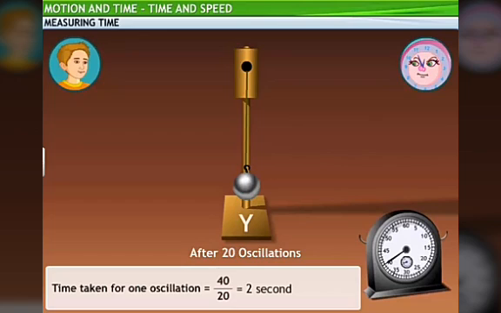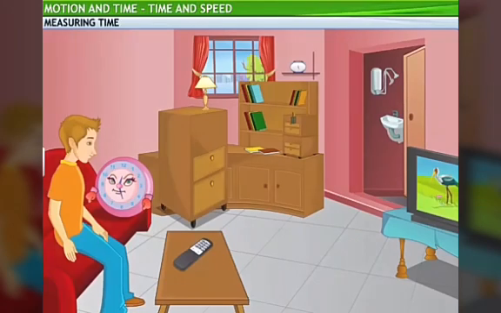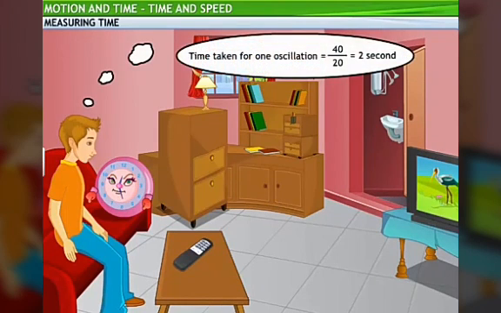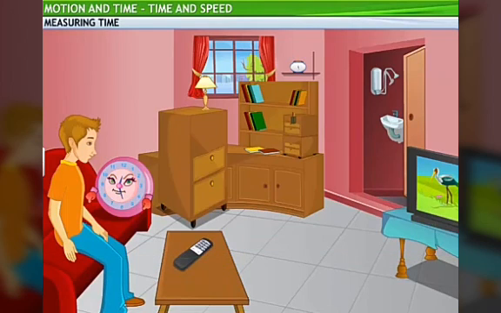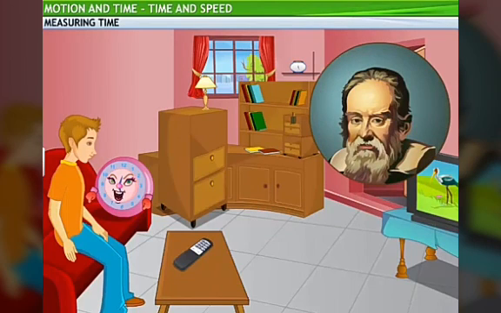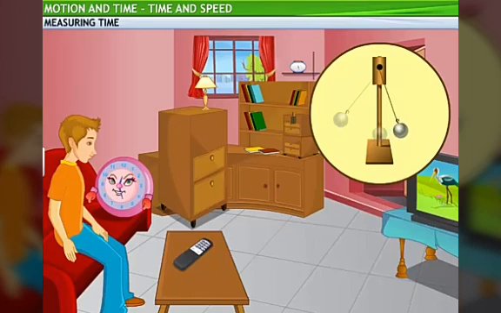Very good. Your result is the time period of the pendulum that we created. Thus, the time taken by the pendulum to complete one oscillation is called its time period. So, the time period for this pendulum is 2 seconds. Right. Galileo observed that a pendulum of a given length has the same time period. The invention of pendulum clocks was the result of this observation.